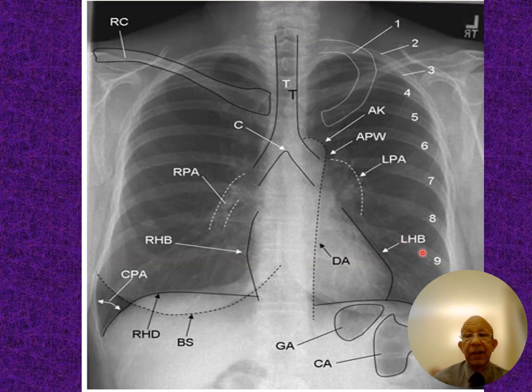Now, again, these are the ribs, the aortic knuckle, aortopulmonary window, the left pulmonary artery, the left heart border, the descending aorta, the carina, the right pulmonary artery, the right heart border, the right hemidiaphragm, the costophrenic angle. This is the breast shadow, the gastric air bubble, and the colonic air bubble.